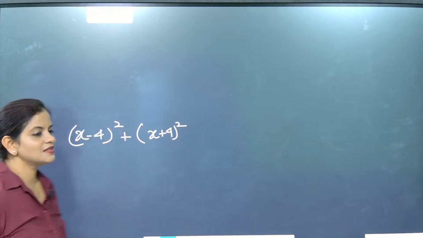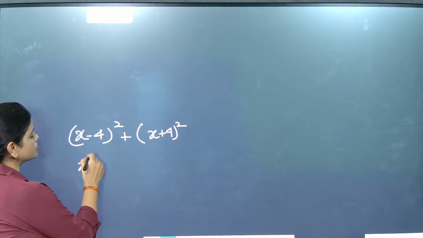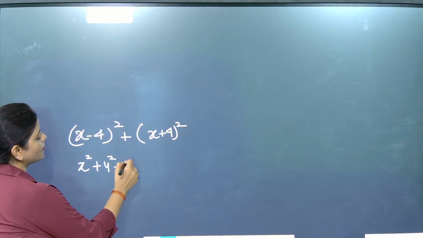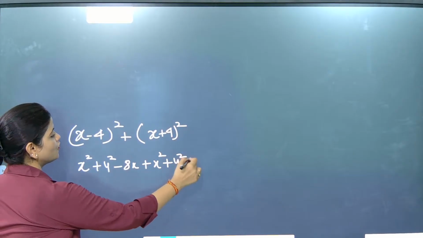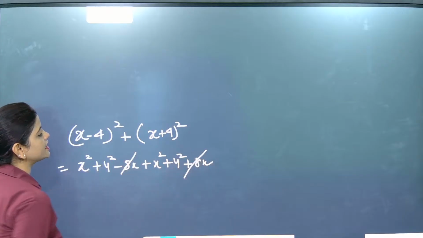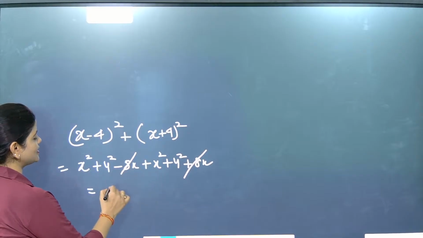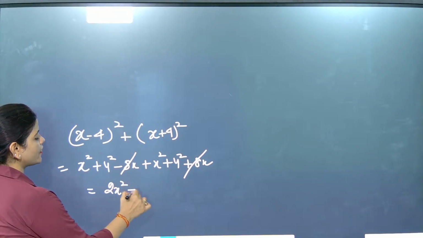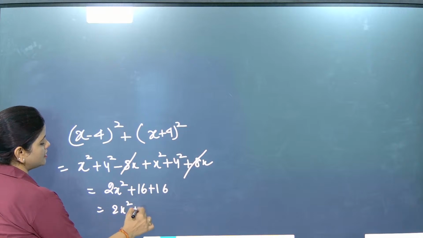Let's see. So here it will become, beta, x square plus 16 minus 2 into 4 is 8x, plus x square plus 4 square plus 2 into 4 is 8x. So minus 8x and plus 8x will get cancelled. And here x square plus x square is equal to 2x square, 16 plus 16, so 2x square plus 32.